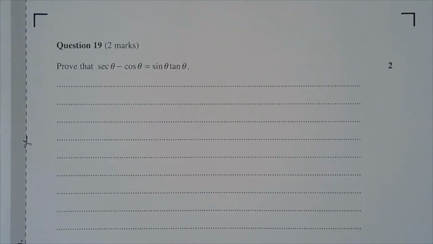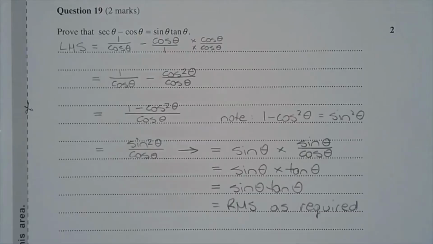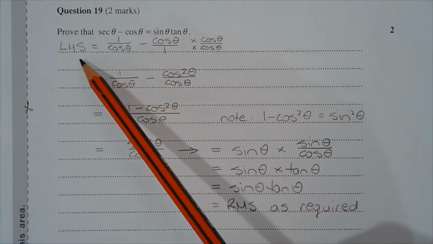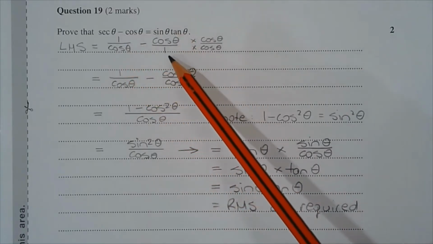Question 19. Prove that sec theta minus cos theta equals sine theta multiplied by tan theta. Starting with the left-hand side and expressing sec theta in terms of cos theta, we have left-hand side equals 1 over cos theta minus cos theta over 1.